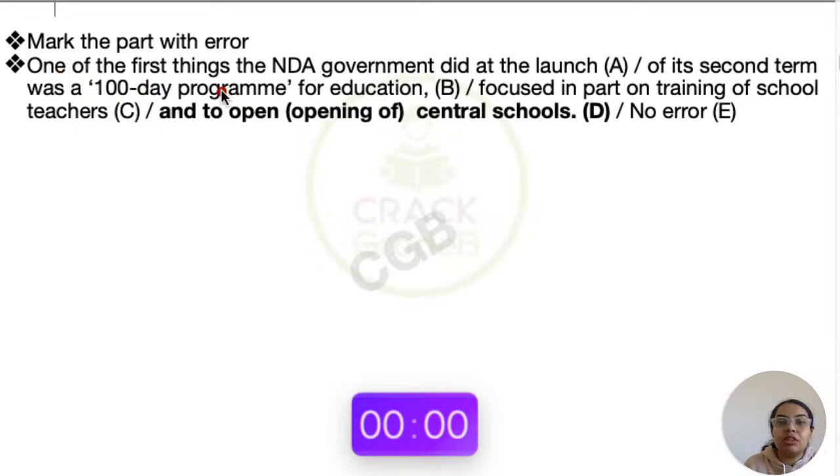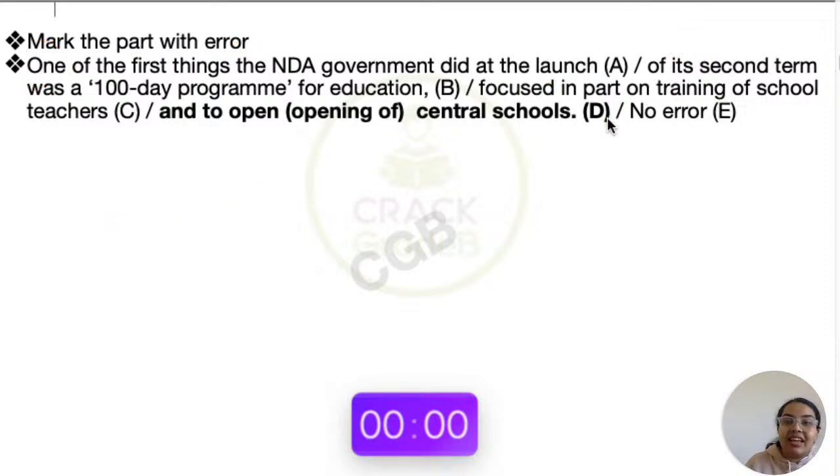One of the first things, "one of" के साथ plural use होता है. The rule should pop in your mind as you see the question. So one of the things that the NDA government did at the launch of its second term, this one thing was a 100-day program. Now ये inverted commas में है, it is a name, इसमें कोई गलती शायद ही मिले आपको. For education, that was focused in part on training.